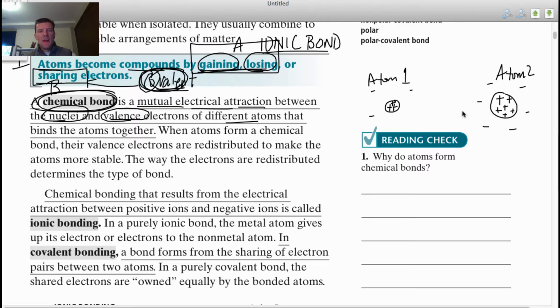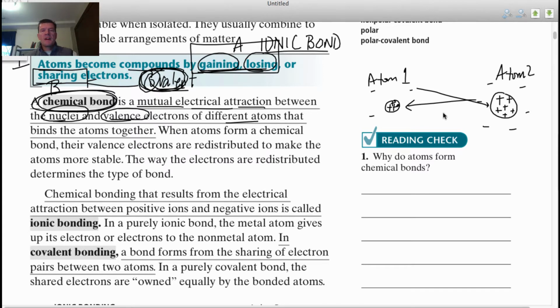These protons, if these two atoms get close enough together, the protons here are going to be attracted not only to its own electrons, but to the electrons of the other atom, and vice versa. The electrons in atom number 1 are going to be attracted not just to its own protons, but to the protons of the other atom. And there's going to be an attraction between those two atoms because of the mutual pull on the protons and electrons, the protons from one atom and the electrons of the other.